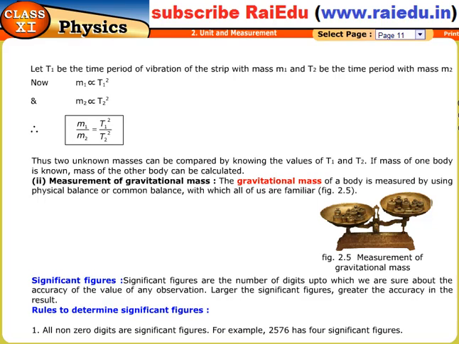Measurement of gravitational mass. The gravitational mass of a body is measured by using a physical balance or common balance with which all of us are familiar. Significant figures.